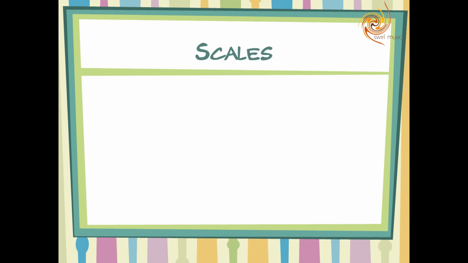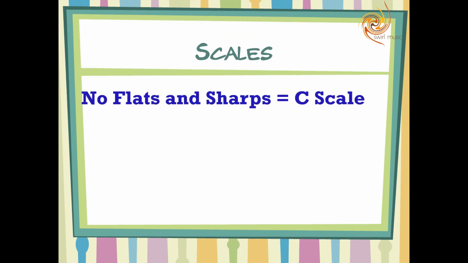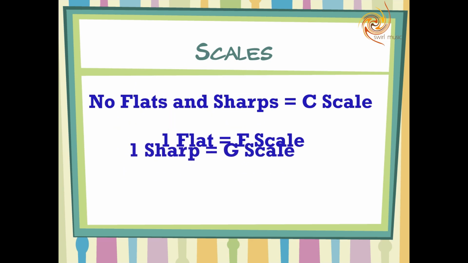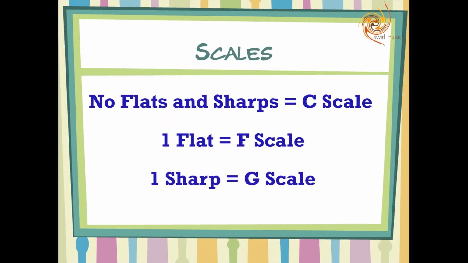Once you've figured out all your major scales, you will notice that each one has a certain number of sharps and flats. You cannot have a mix of flats and sharps in one scale. If there are no sharps and flats, then we know that the scale is the C major. If it has one flat, then it is the F major scale. One sharp would be G major scale, and so on.